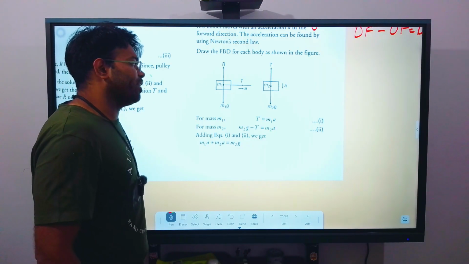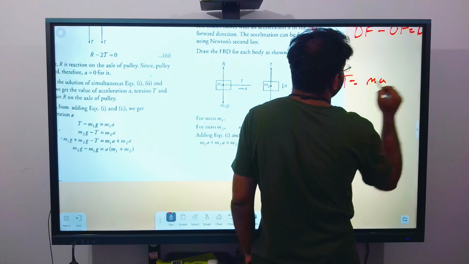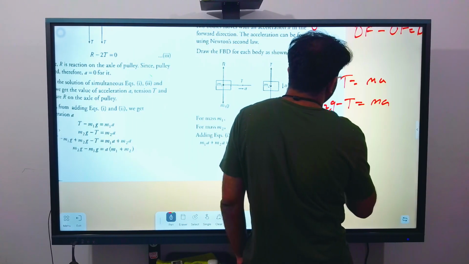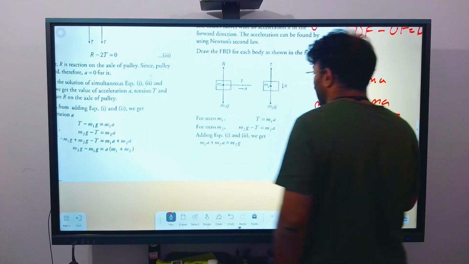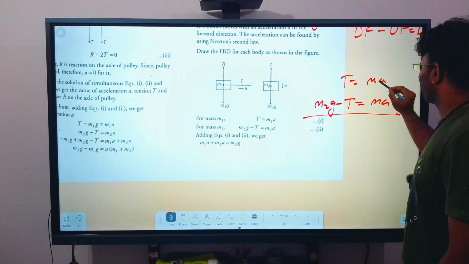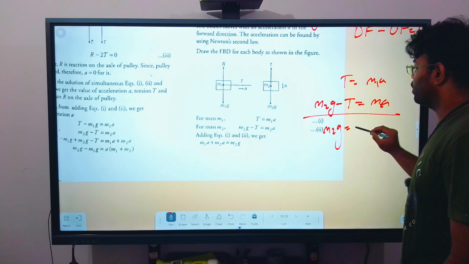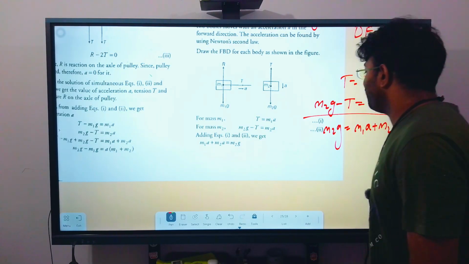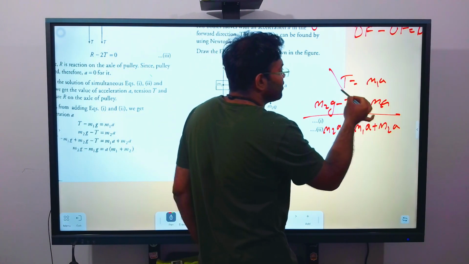Adding these two equations, what do we get? We have T is equal to m1a, m2g minus T is equal to m2a. If you add them both up, you will get m2g should be equal to m1a plus m2 into a. This is the formula that you get, because the T terms cancel each other out.